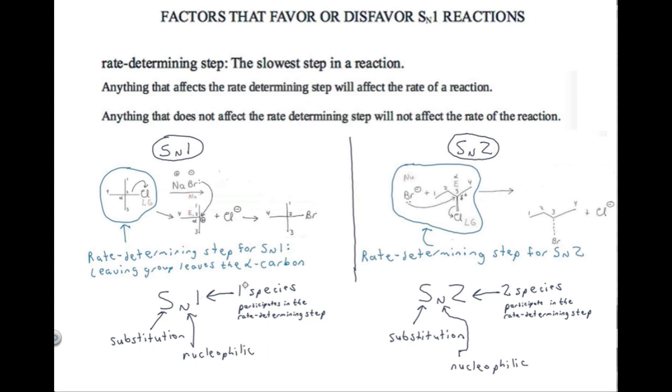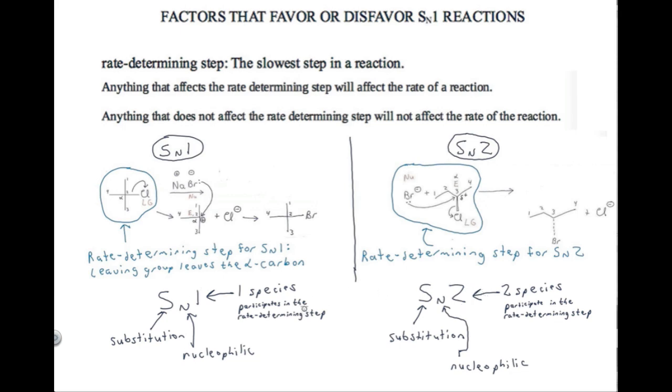SN1 has the number 1 in its name to indicate that only one species participates in the rate-determining step. Only this tert butyl chloride participates in the rate-determining step here for SN1. The Br- doesn't participate until the second step, which is not the rate-determining step. All right, so now we understand where the different parts of the names for SN1 and SN2 come from.